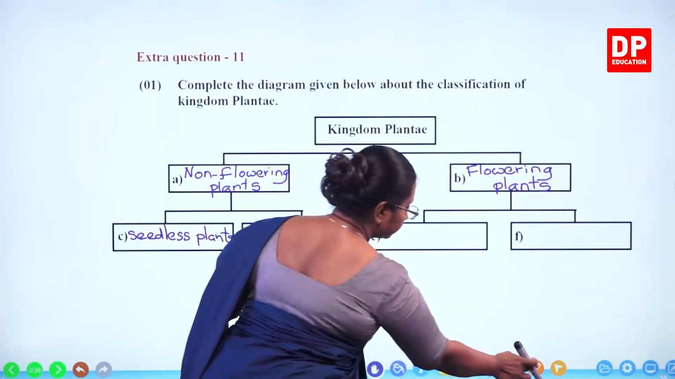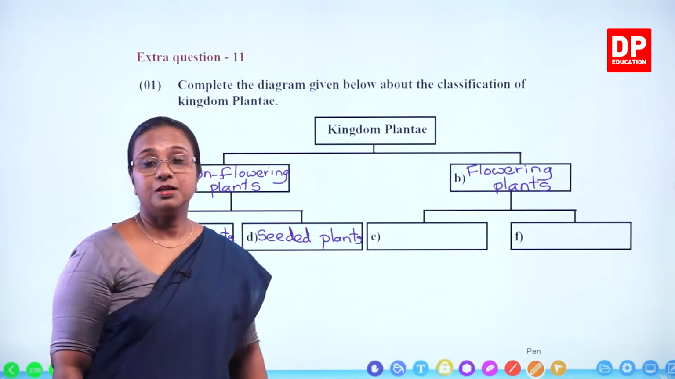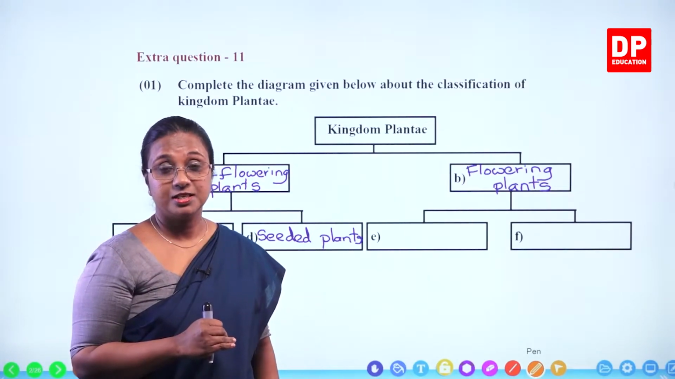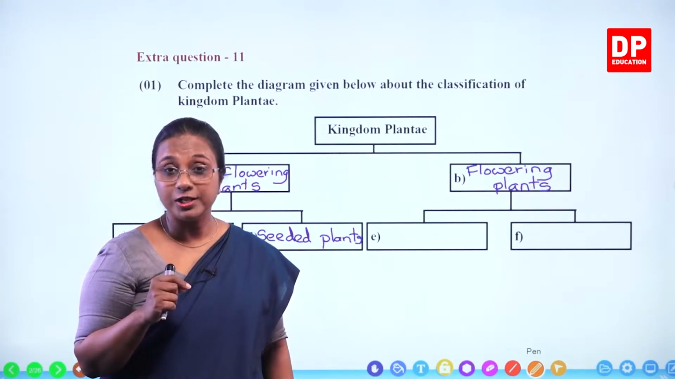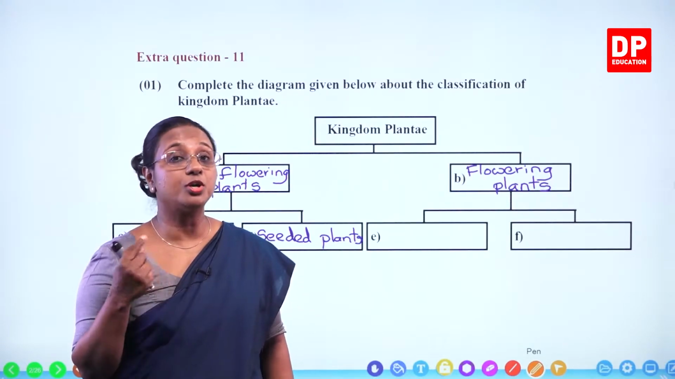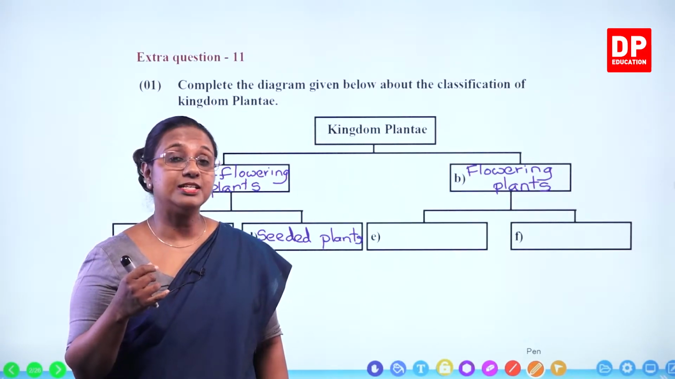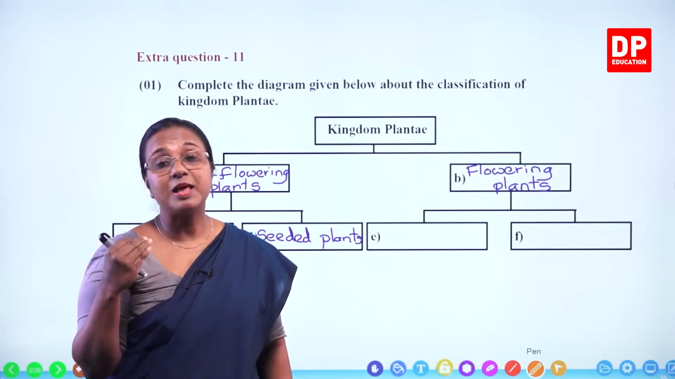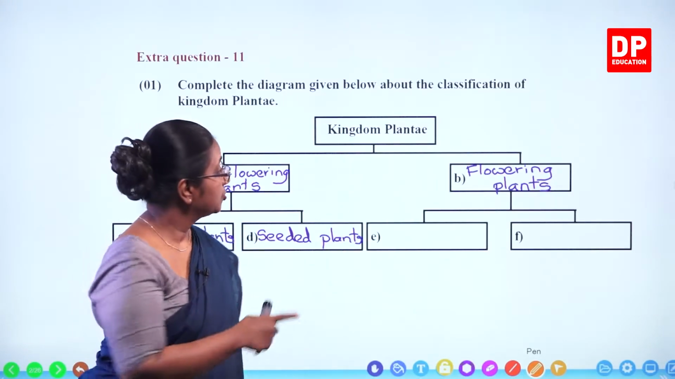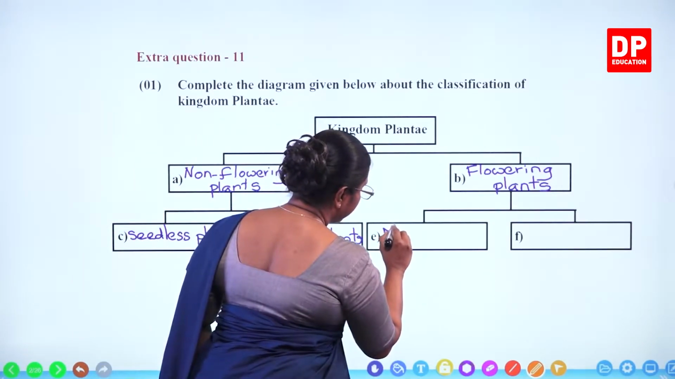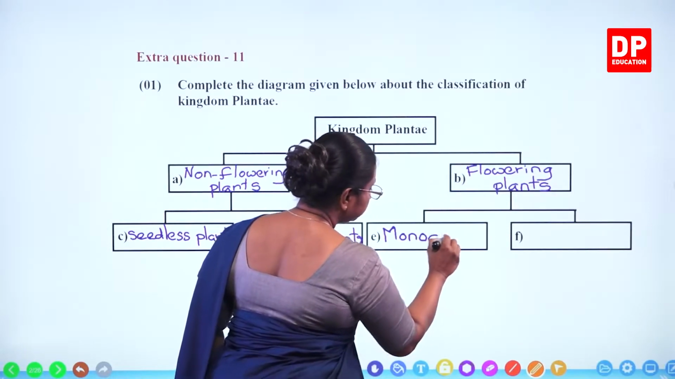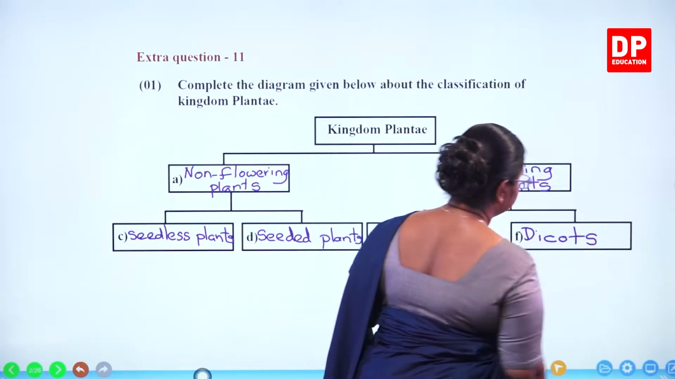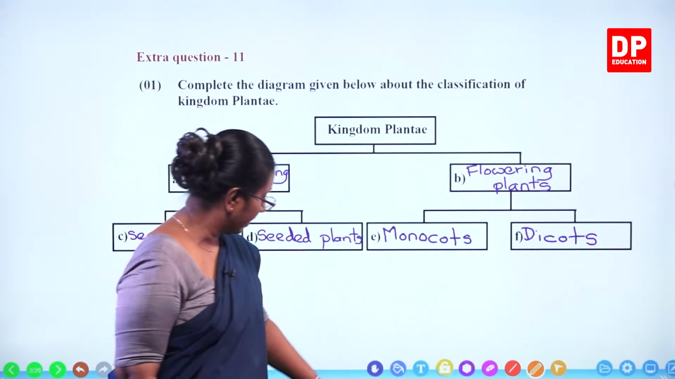Then, under flowering plants, how do we classify plants? Based on the number of cotyledons present. If there is only one cotyledon, we call them monocotyledonous plants or monocots. And if there are two cotyledons present, then we call them dicotyledonous plants or dicots. So, under flowering plants, we have monocots and dicots. Those are the types of plants.